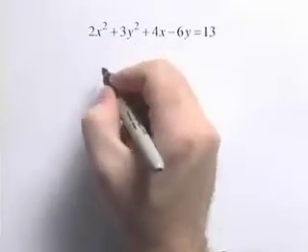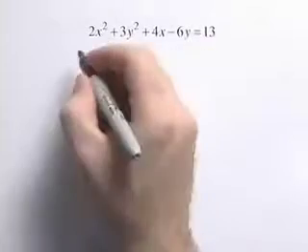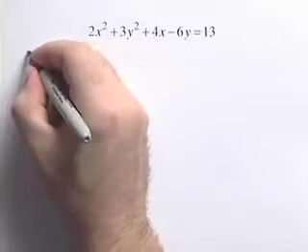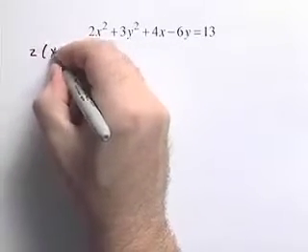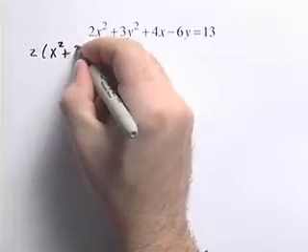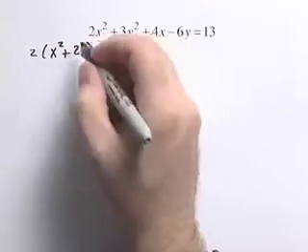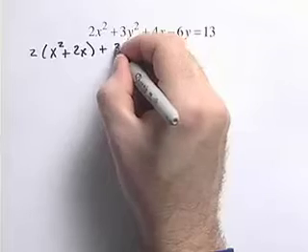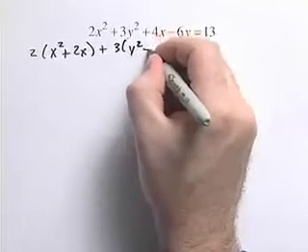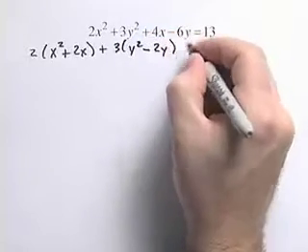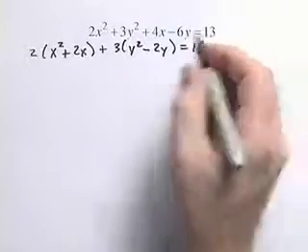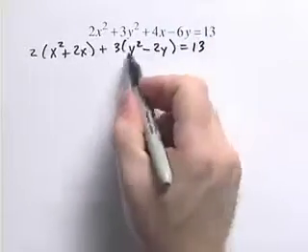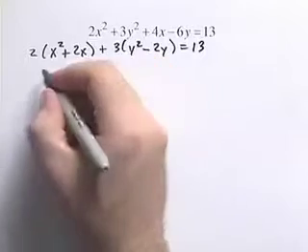So if we group the x terms together and group the y terms together, we can rewrite this as 2 times (x squared plus 2x), grouped in parentheses, plus 3 times (y squared minus 2y) is equal to 13. And we can complete the square in x and we can complete the square in y.